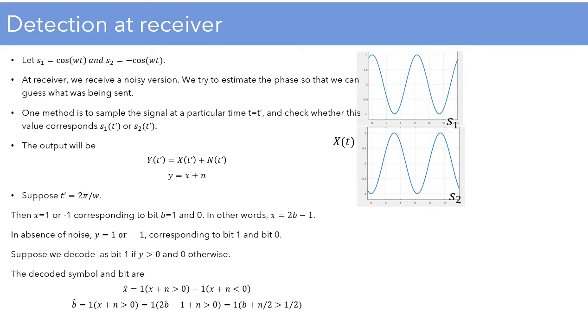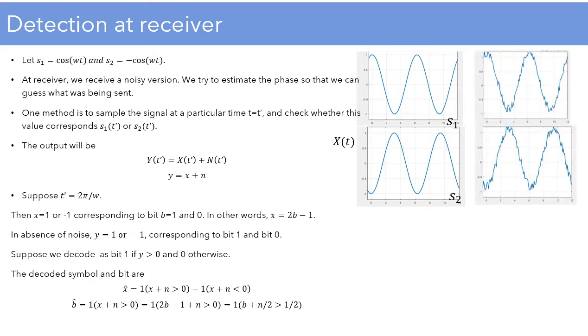Now let us look at the detection at the receiver. Suppose the transmitter is choosing two signals, cos omega t and minus cos omega t. So you can see that S1 and S2 are both cos pulses, but their phase is different. At the receiver, we do not receive this signal, but we receive, suppose, a noisy version of that. So from the received signal, we try to estimate the phase so that we can guess what was being sent.